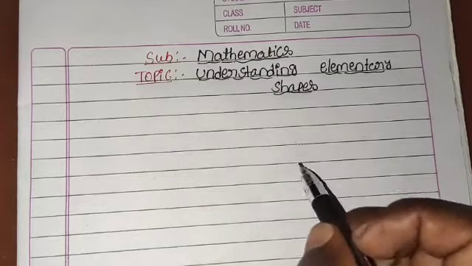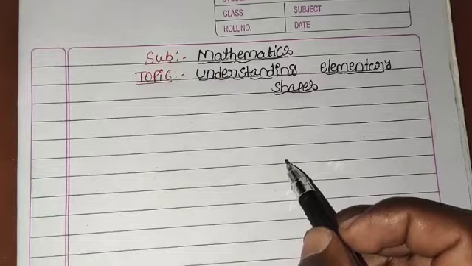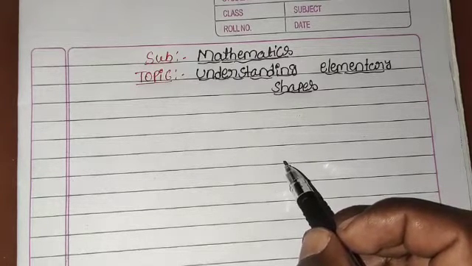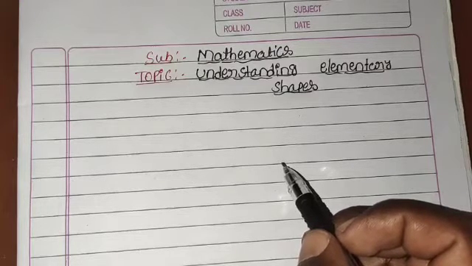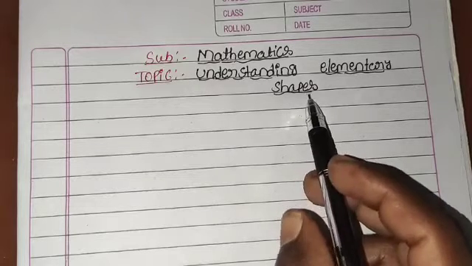In this chapter, understanding elementary shapes, we learn about the measurement of lines or comparison of line segments, and then pair of lines, and then types of angles or pair of angles. These are all the topics that will be learned in this chapter.